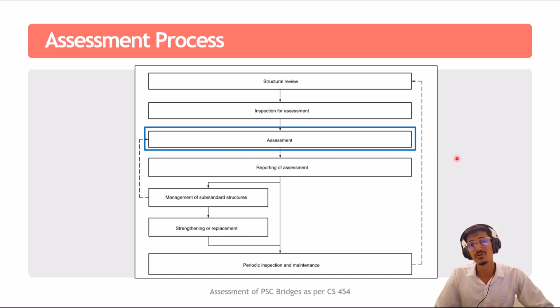So the highlighted stage over here is the assessment, where the engineering decisions and the engineering calculations come into picture, where we calculate the assessment resistance and assessment action effects in accordance with CS454 and CS455, and check whether it is okay or not, or whether it is safe to carry the current traffic capacity or not. And then we go with the reporting and then subsequent decisions like whether it needs to be strengthened or not, whether it needs to be completely replaced or not. And then the periodic inspection goes on.